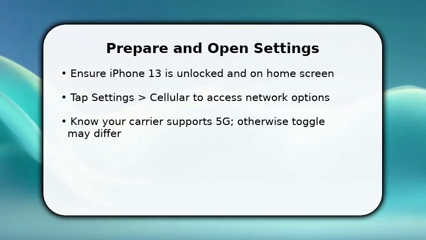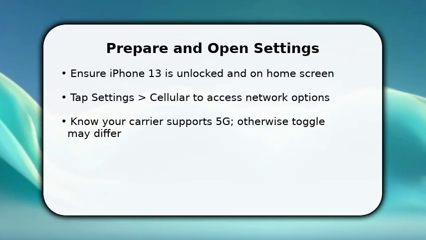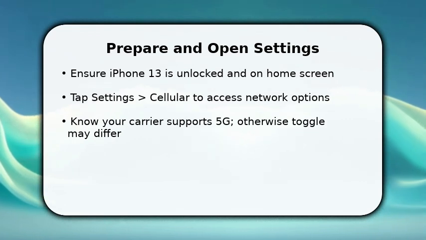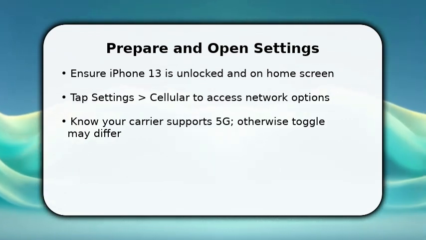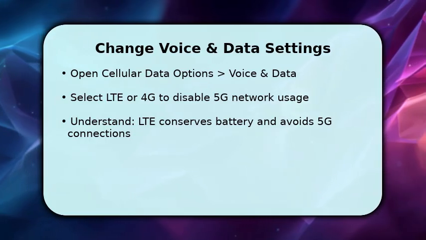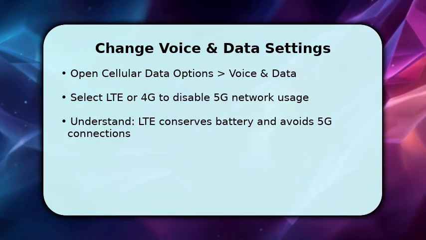Now tap Cellular Data Options. This is the first actionable step that puts you directly where you change network type and related preferences. Once inside Cellular Data Options, tap Voice and Data to reveal available radio modes. You will see 5G on, 5G auto, and LTE.